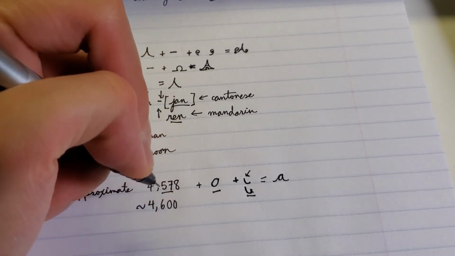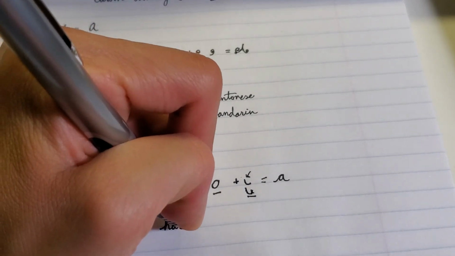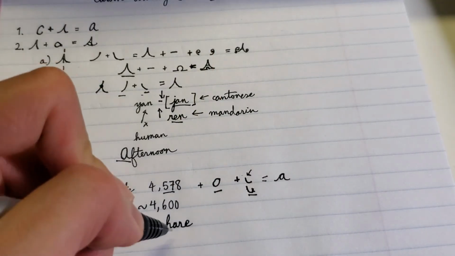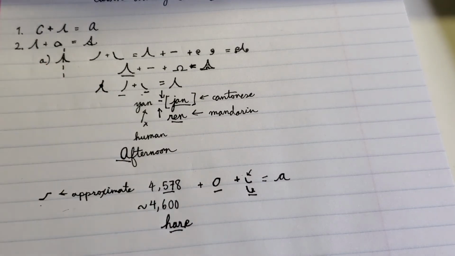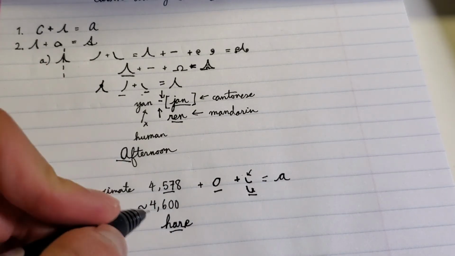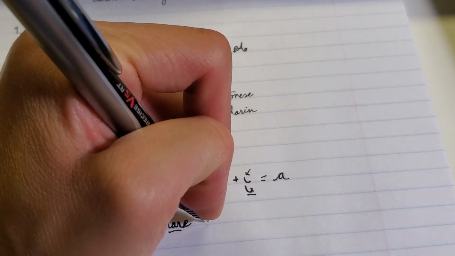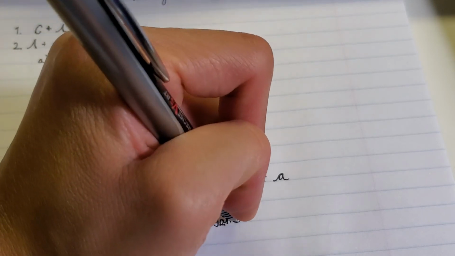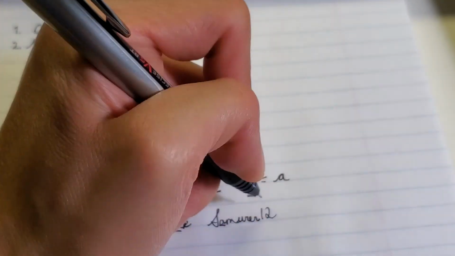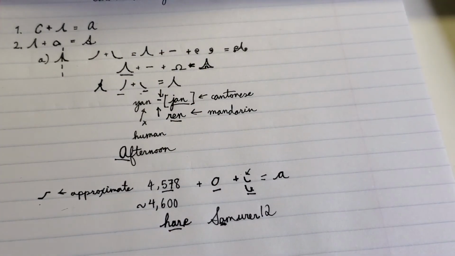So how do we write the word hare? H-A-R-E, hare. Now we have the A in between the H and the R. So that's one example. Another example would be to use my December 12th name, which would be Sam. So as you can see, the A is between the S and the M.